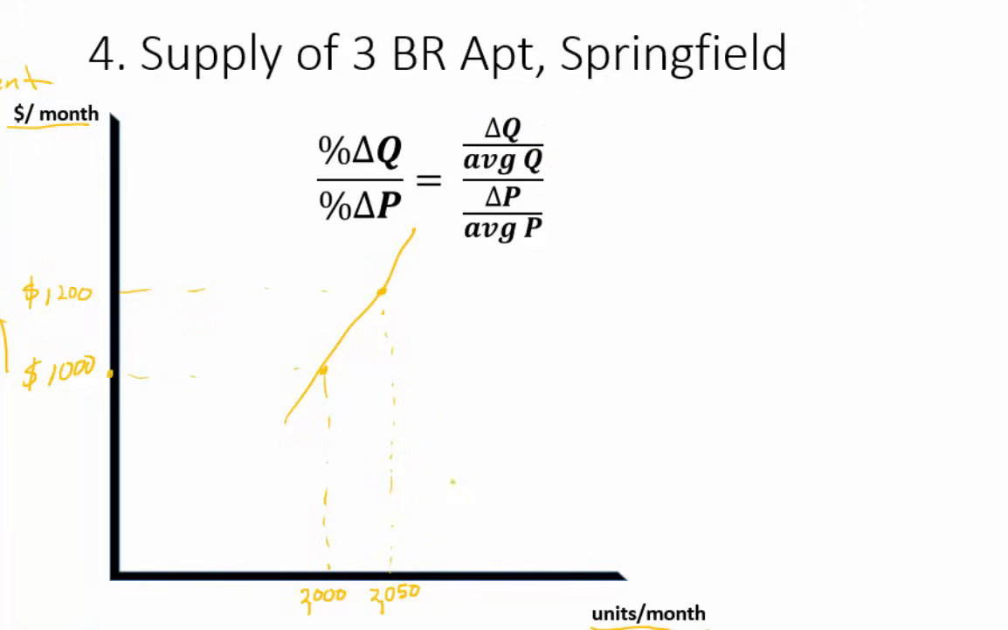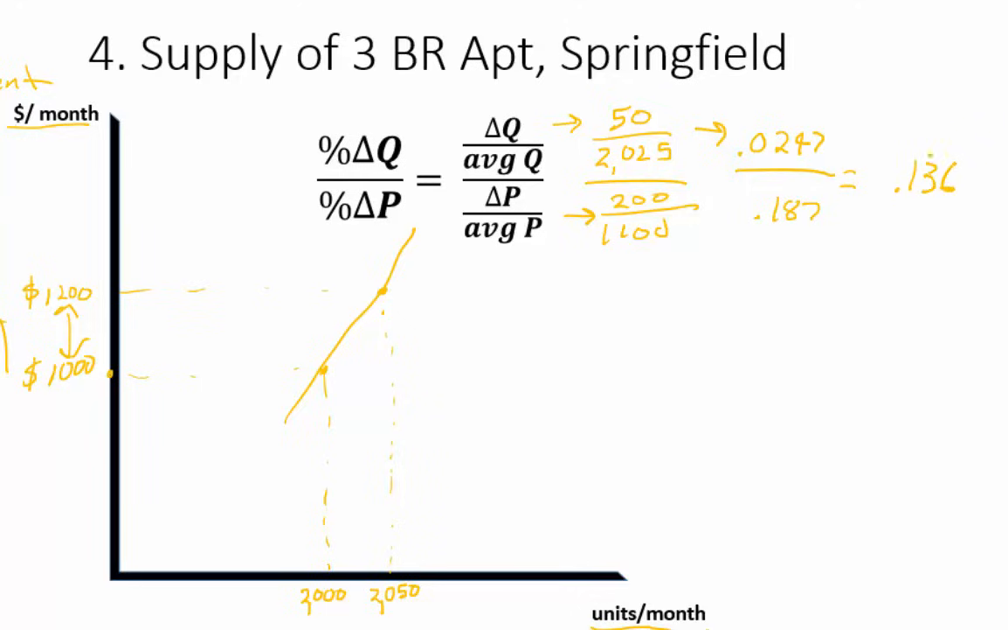Hopefully this is getting pretty routine by now. Change in quantity is just 50. The average quantity would be halfway between 2,000 and 2,050. That would be 2,025. Change in price is $200. The average is going to be the midpoint between here, 1,100. And this works out to, you can do this on a calculator, 0.0247 over 0.187. And when we solve that, we get 0.136, which is well less than 1, a very low coefficient. So we would label this as inelastic supply.